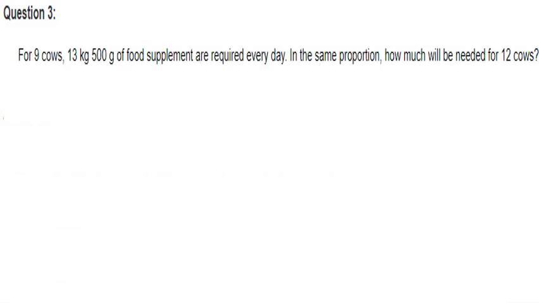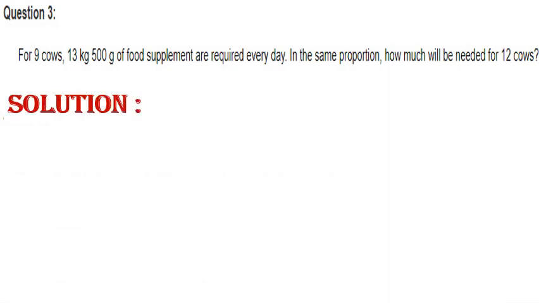Students, now let us move on to the next question, question number 3. For 9 cows, 13 kg and 500 grams of food supplement are required every day. In the same proportion, how much will be needed for 12 cows? So for 9 cows, this is the quantity, and we need to find it for 12 cows. So 9 cows eat this much food supplement, the quantity is 13 kg 500 gram. So obviously, from 9 cows it increases to 12 cows, then accordingly the food supplement will also increase.